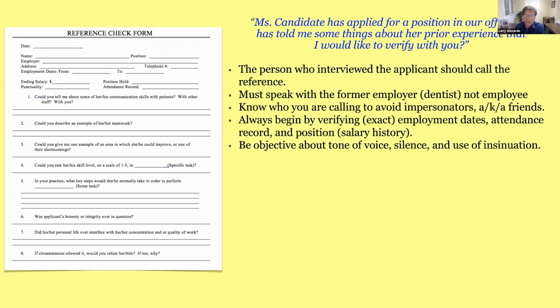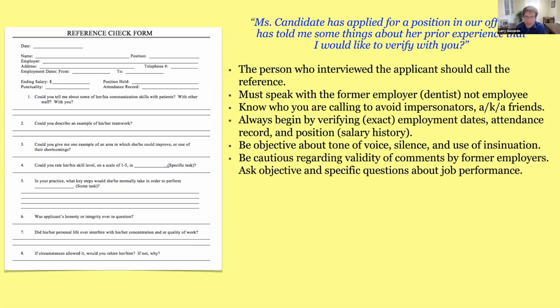Be objective. People always feel uncomfortable when they're giving out this information. So try not to read into somebody's tone of voice, or if they're too silent or whatever. I would be cautious regarding the validity of comments by former employers. Some of them are upset when somebody is leaving. So you want to ask very objective and specific questions about the job performance.